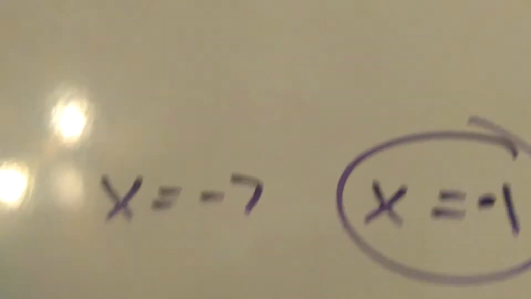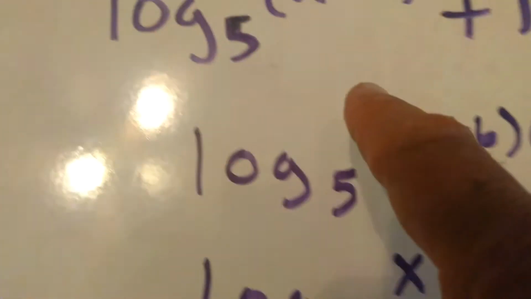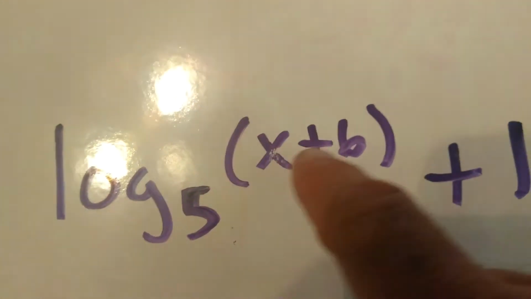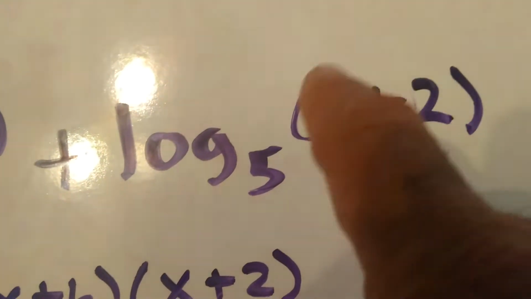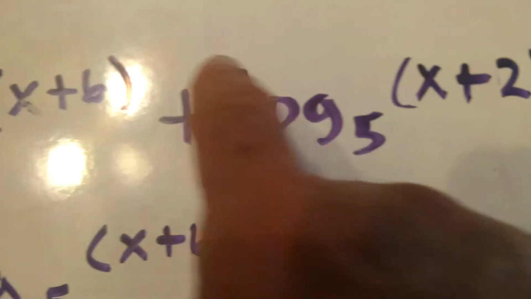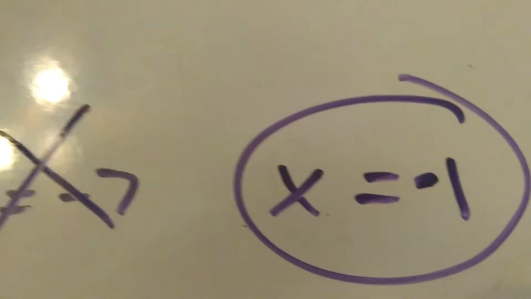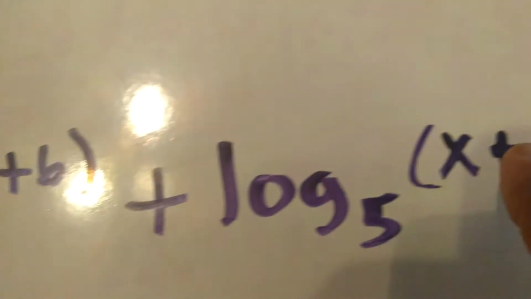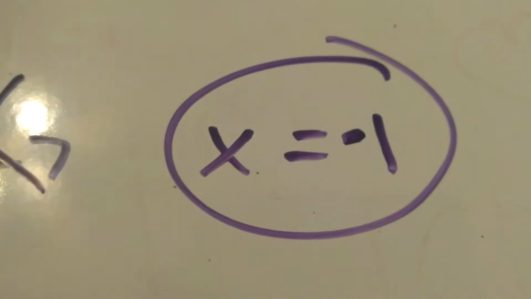Now, here's where you have to be careful, because you have to check these values. If I take negative 7 and plug it back into here, negative 7 plus 6 gives me negative 1. I can never have a negative value here. Also, if I put negative 7 here with the 2, I get negative 5. So I can't have a negative value in a logarithm, so negative 7 is not a solution. If I take negative 1 and plug it in here, negative 1 plus 6 gives me a positive 5, I'm okay. Negative 1 plus 2 gives me a positive 1, I'm okay. Negative 1 is my solution.